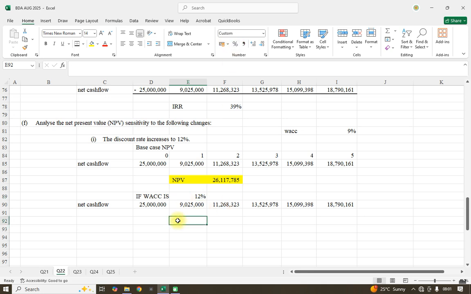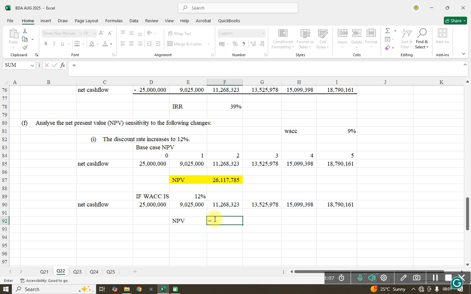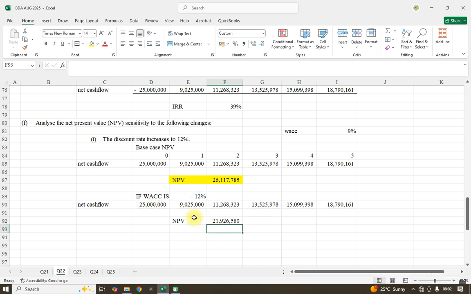So our NPV will be NPV. So the rate now becomes 12, and the values do not change, and you minus the initial, and you'll find that this is our new NPV. Our new NPV becomes this.